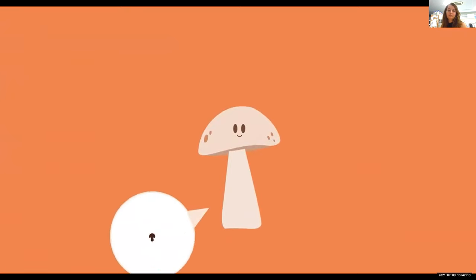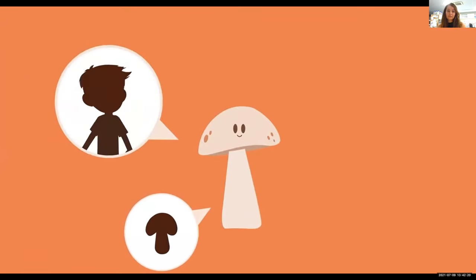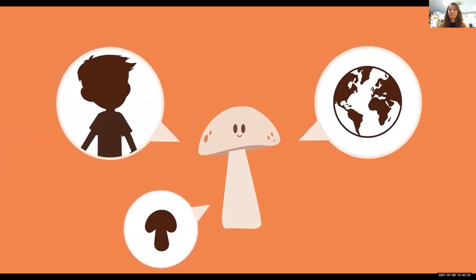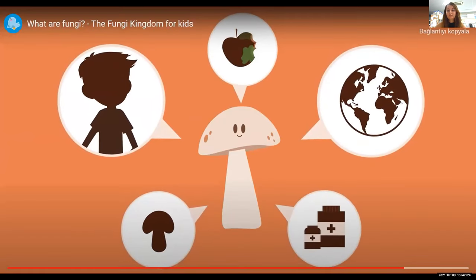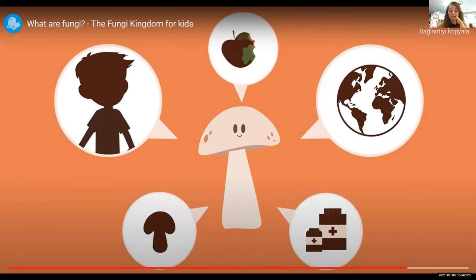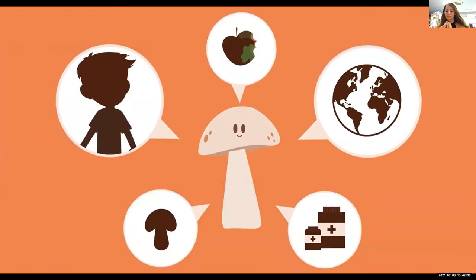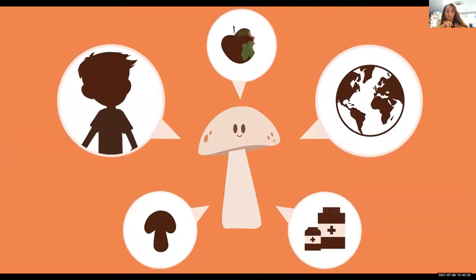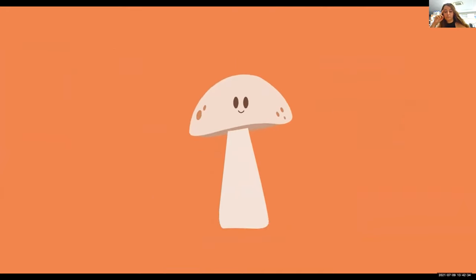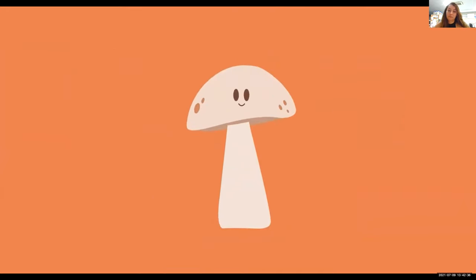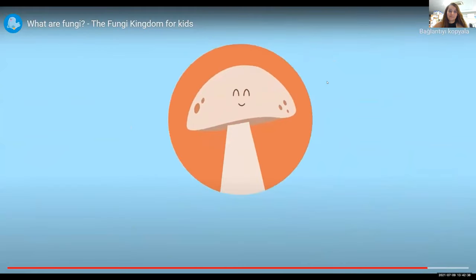As you can see, fungi are very important for human beings and the planet. Thanks to them, we can make foods and medicines to cure diseases. They are also necessary for the vital processes in many biomes, as they're able to decompose organic material. That's all about fungi. Interesting, right?